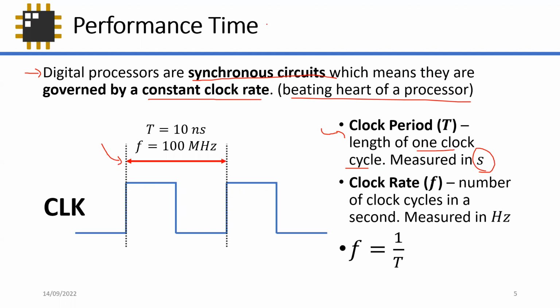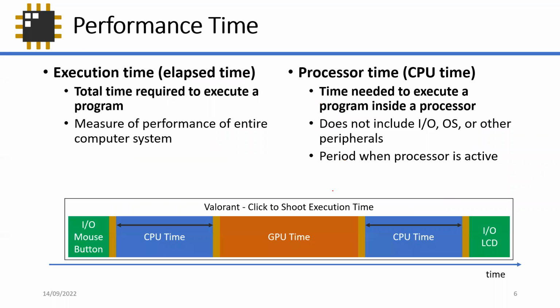If you take the reciprocal of the clock period, you get the clock rate. Another interpretation is the number of clock cycles in a given second. Okay, and it's measured in hertz. So yeah, it's a very simple concept. The more important concepts right now would be the definition of execution time and processor time.